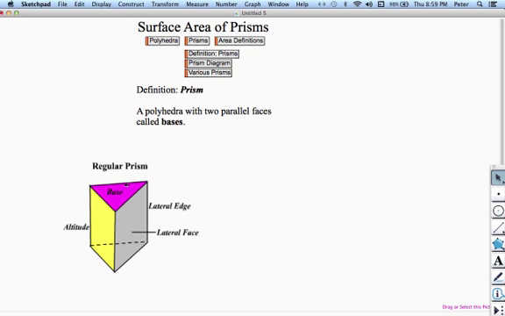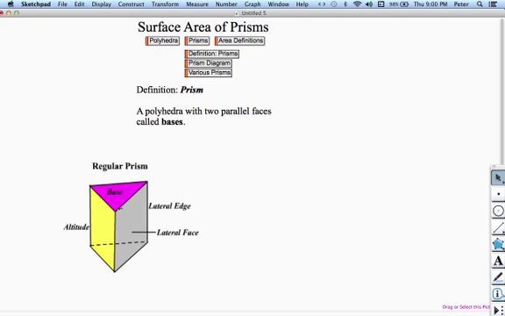So you can see that this regular prism pictured here has a triangular base on top. The lateral faces are parallelograms, and then down on the bottom is the other base. All prisms have two bases that are congruent and parallel. Make sure that's in your notes. All prisms have two bases that are congruent and parallel. The prisms are named for the shape of the base.